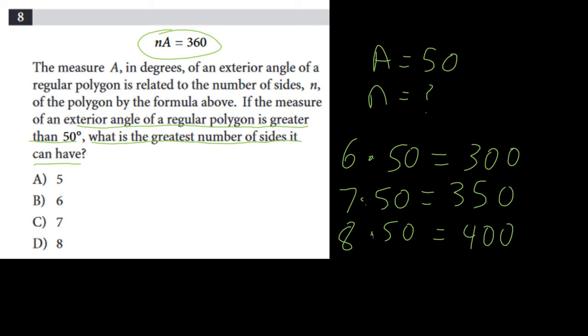So the question is, what is the greatest number of sides it can have? Well, we know it can't be D because it's greater than. And we know that the answer is C because even if I did 7 times 51, which is greater than 50, that's about 357. And so we know that C would be the answer.